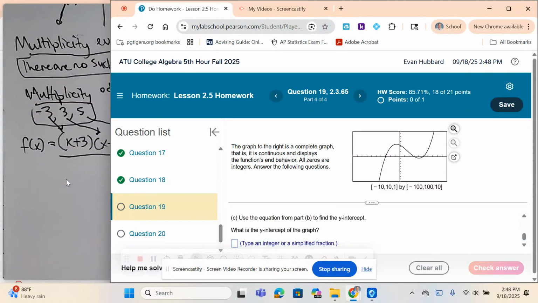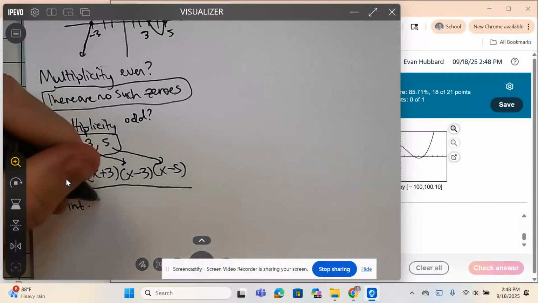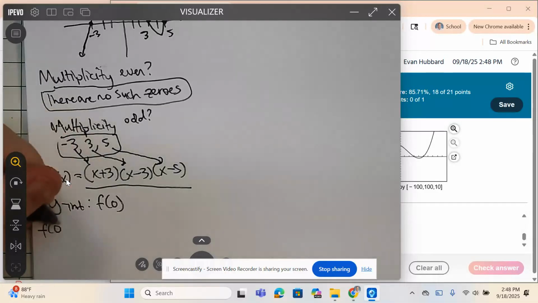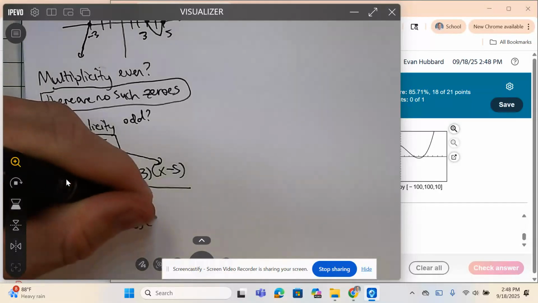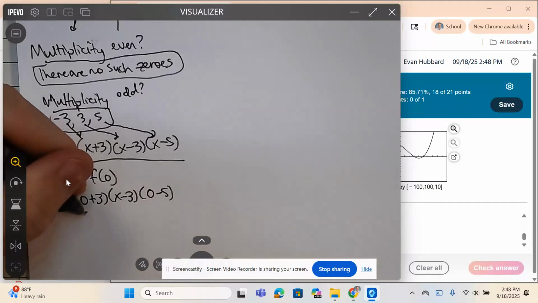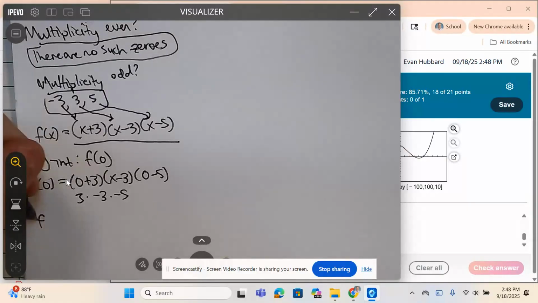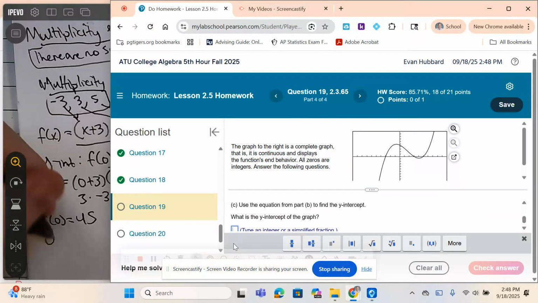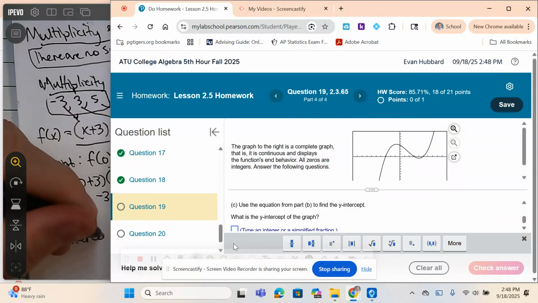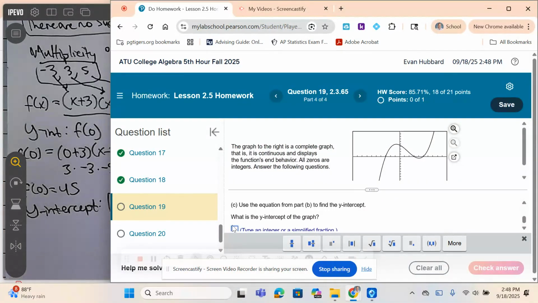All right, so use the equation to find the y-intercept. To find the y-intercept, I'm going to do f of 0: 0 plus 3, 0 minus 3, 0 minus 5, just 3 times -3 times -5. So this would be 45. Just the y-intercept. It's 45.